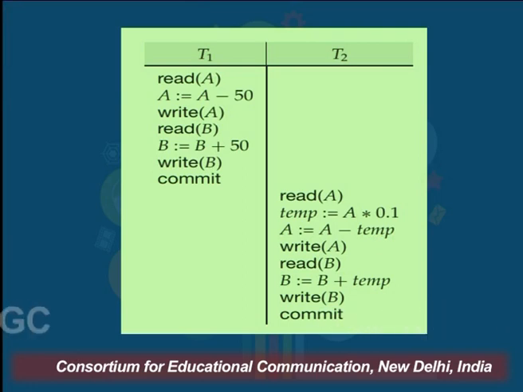So whatever we have done is we have performed T1 completely, and T2 begins after T1 finishes. Both transactions are going serially, one after another, and both transactions are also executing the commit statement. So this is one kind of mechanism.